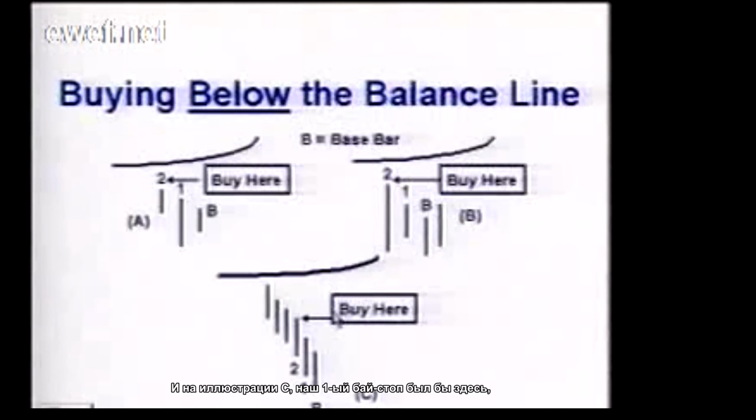And here in illustration C, our first buy, when this bar was completed here, the base bar, it'd be base plus 1 plus 2. That would be our buy. Then it moved down to here. Then it moved down to here. Then it moved down to here. And our current buy stop would be this base plus 1 higher high plus a second higher high. So our buy stop would be there.